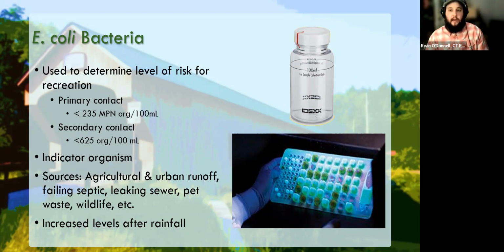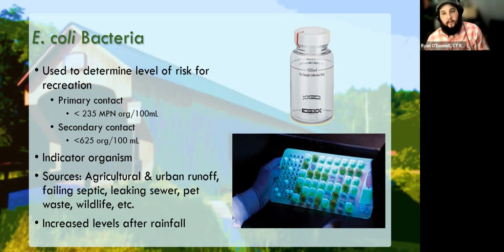And the EPA and the state set that threshold at 235 organisms per 100 milliliters. There's also a secondary contact threshold that's usually shortened to boating, but anything where you're not directly in the water, but you're likely to get maybe sprayed with water. And that level is set at 625 organisms per 100 milliliters.